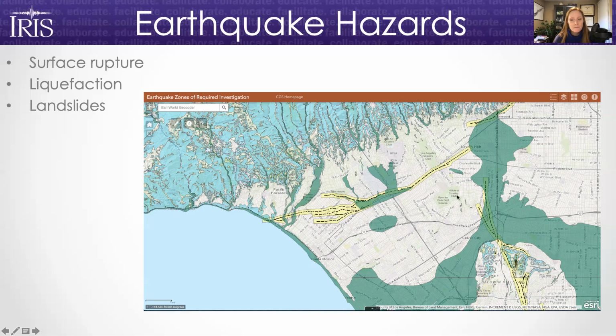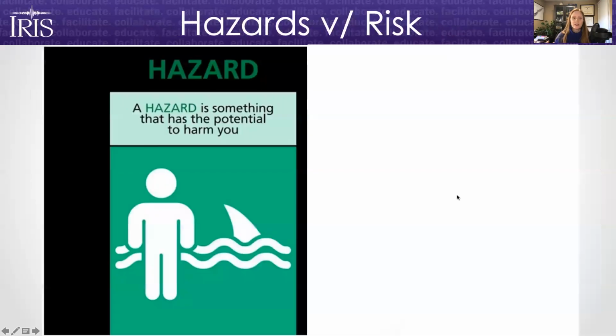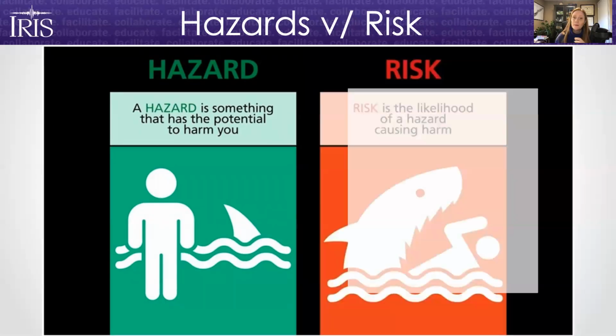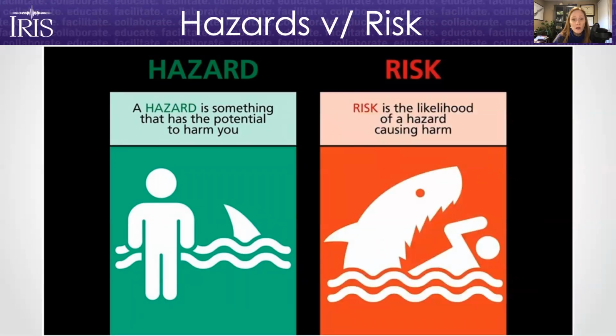So all of this map has different hazards, but depending on where you live, you may have different amounts of risk. So what's the difference between hazard and risk? Hazard is something that has the potential to harm you, like a shark. If you're at the beach and there's a shark in the water, that is a hazard. But if you're not in the water, you're at a low risk from being bitten by that shark. Risk is the likelihood of a hazard causing harm.